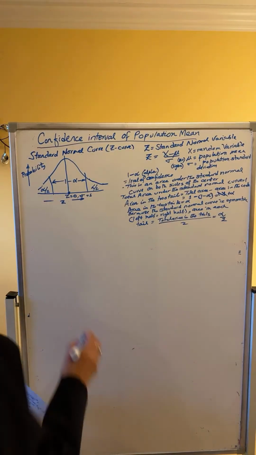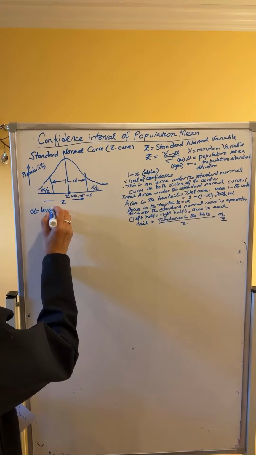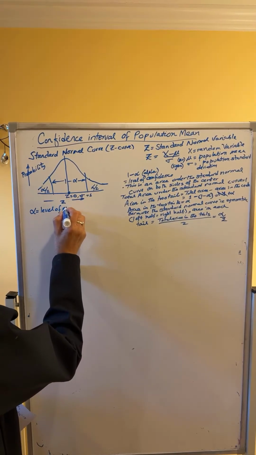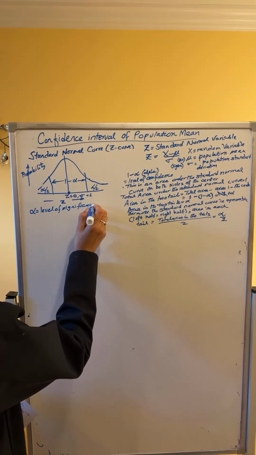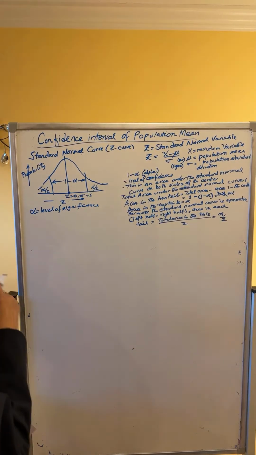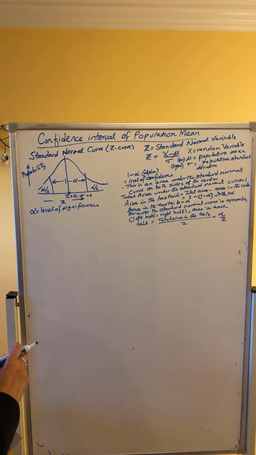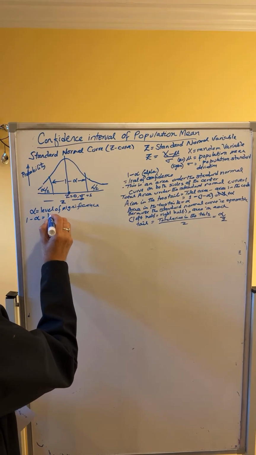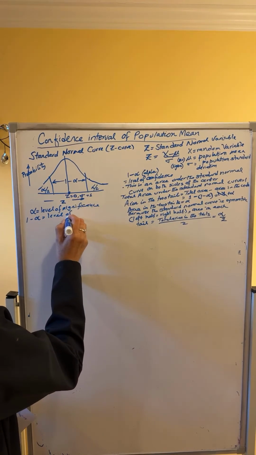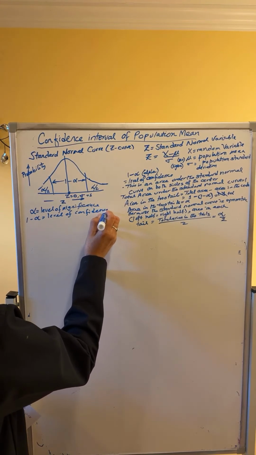Now what is alpha? Alpha is called the level of significance. Later on, when we discuss hypothesis testing, we will understand what alpha means in this case. However, 1 minus alpha is the level of confidence, and it is the area in the center around the mean.